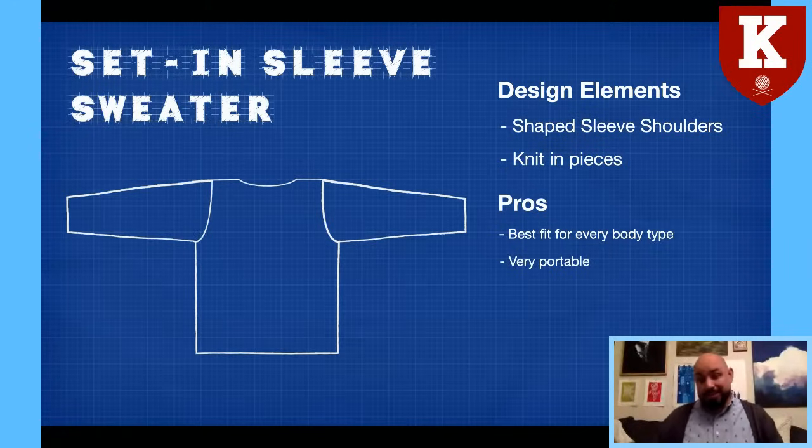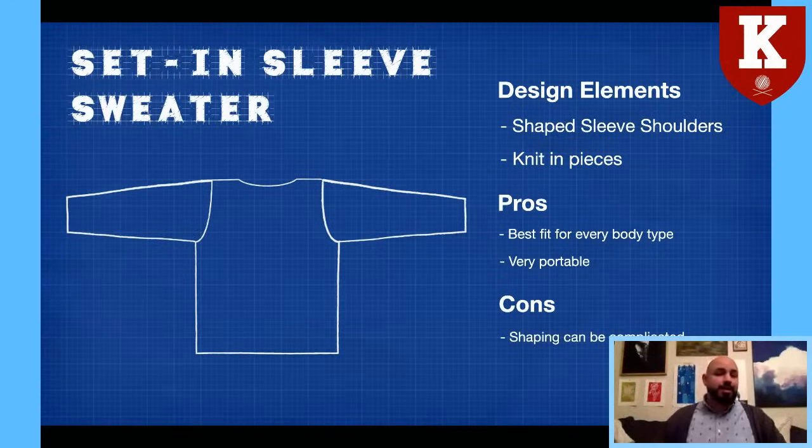It's very portable because it's knit in pieces, so you're usually only working on one piece at a time, and so you're just doing the front of the sweater or one half of the front of the sweater. You're just doing the back of the sweater. It's a lot easier to work on than doing the whole sweater at one time. Now, one of the cons is that the shaping can be complicated.